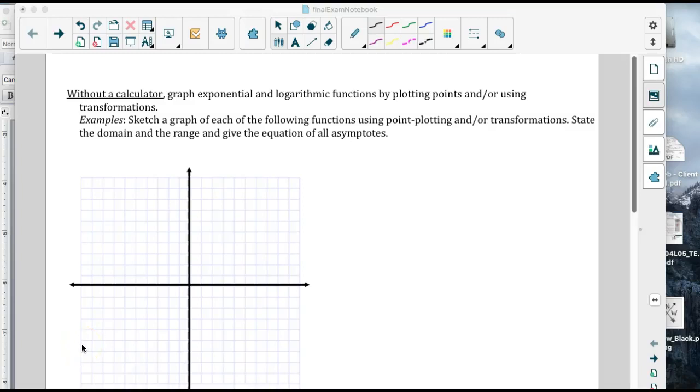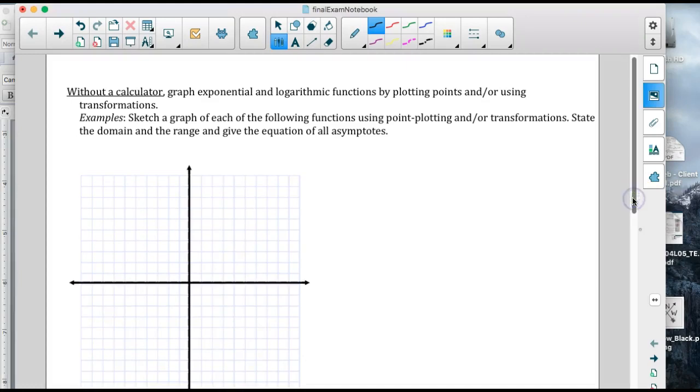Okay, in this video we're going to review the final exam for Math 111. This is problem number 1 on the final exam review. Here are the problems. This is to be done without a calculator. We're going to graph exponential and logarithmic functions.